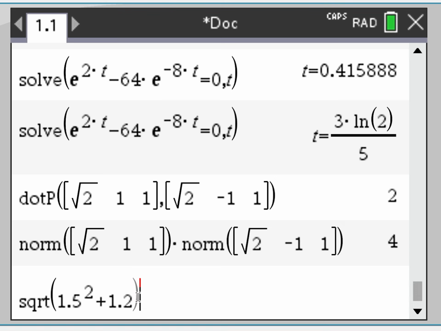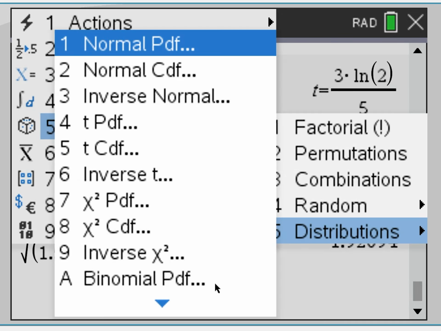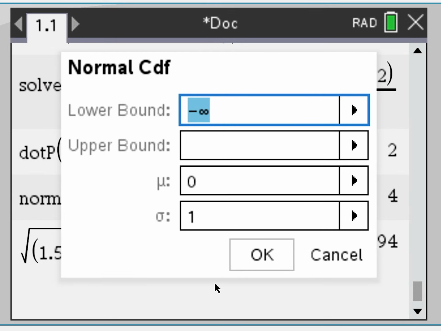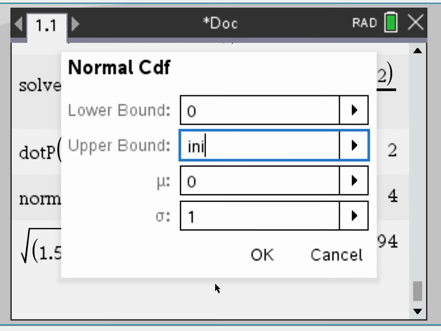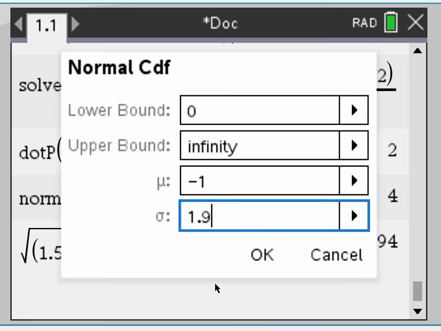Oh, can't type it. 1.2 squared. Okay, so that is 1.920. So now we have all the required information. So now let's just apply the normal distribution. So menu 5, 5, 2. So our lower bound is going to be 0, upper bound is infinity. Mean is going to be -1, and standard deviation is 1.920.